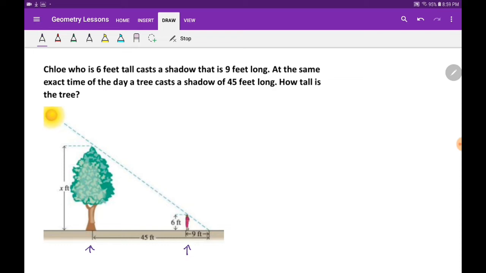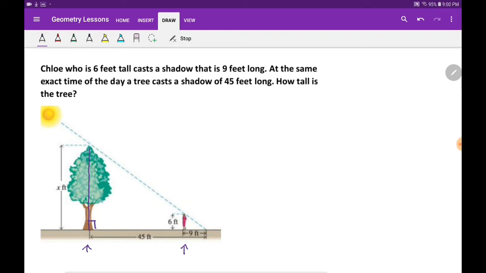What I like doing is separating the triangles so that I know that I'm working with two triangles and not just one. So I have a triangle here, and we always assume that an upright object forms a right angle with the ground. And then also we have Chloe's height right here, and this object forms a shadow. Chloe also forms a shadow. Now the path of the sun's ray forms the hypotenuse.